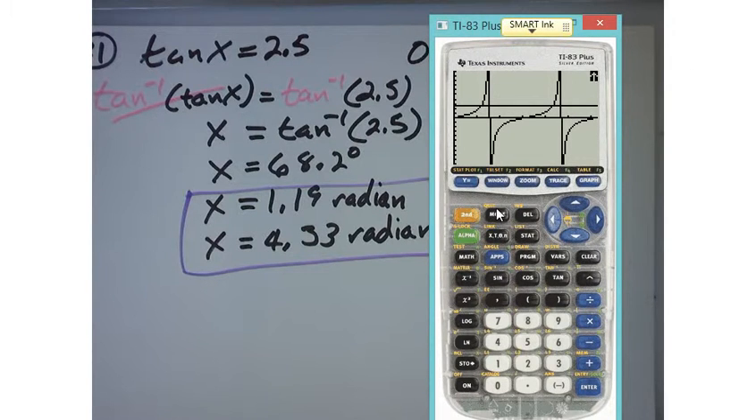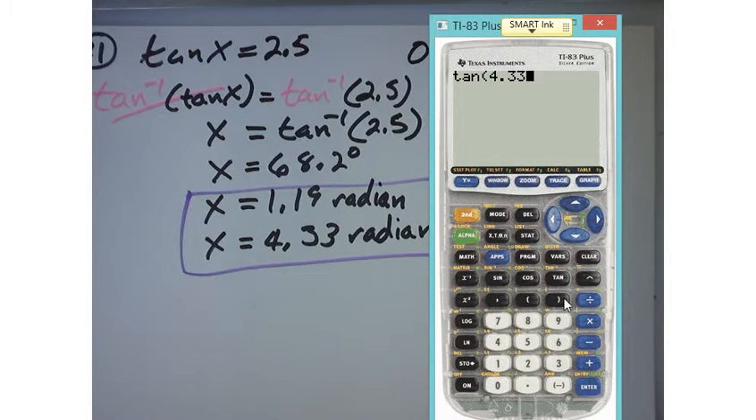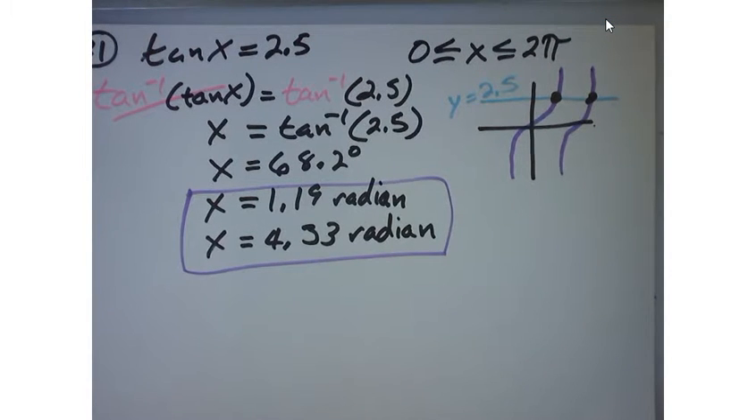If I come in here and I enter tangent of 4.33, I'll get about 2.5. If I enter tangent of 1.19, and remember we rounded these values, I'll get about 2.5. Does that make sense? So if I continue to add pi to this stuff on the inside, it'll always be like 2.49, 2.48. Now let me show you one more thing where that comes from, because it's important.